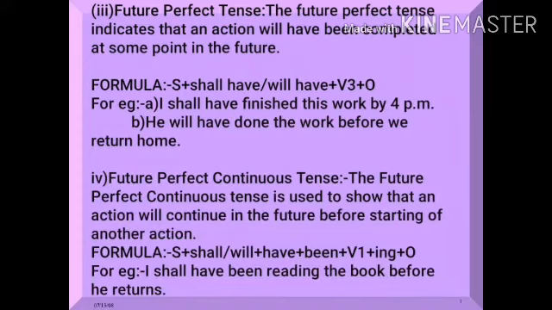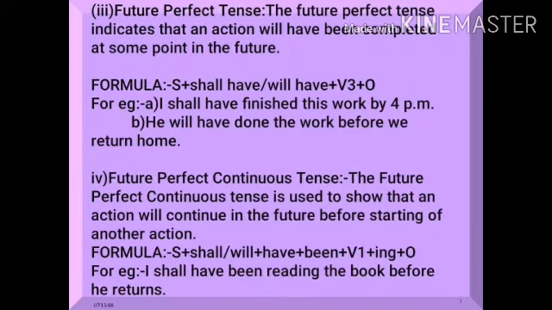Number B, he will have done the work before we return home. He is the subject, will have, I have written according to the formula, then done is V3, the work is the object, before we return home is another time. So you can see in future perfect tense, the examples are telling us that one action will be completed before a specified time in the future.